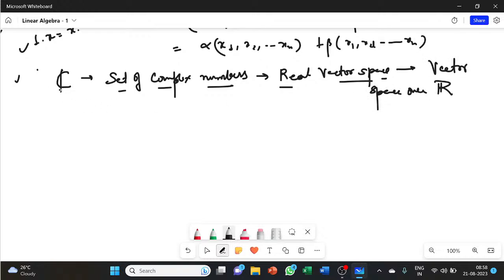See, whenever you talk of complex numbers, they are nothing but ordered pairs of real numbers. Since you know that R square over R forms a vector space, R square forms a vector space over R. So clearly, complex numbers also form a real vector space. Is that clear?